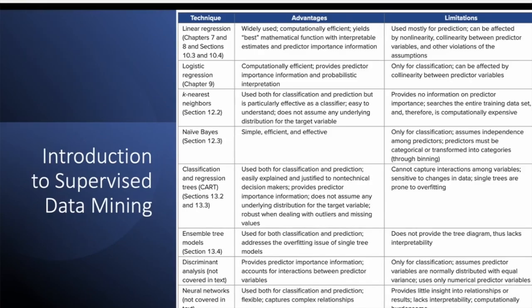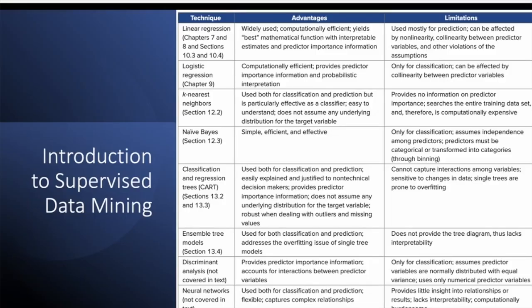The two techniques we are going to cover in this chapter, the first one is the k-nearest neighbors. This can be used for classification and prediction, but it's more effective as a classifier in classification problems. It's easy to understand and doesn't assume any distribution for the target variable. What are the limitations of the KNN? It provides no information on predictor importance and searches the entire training data set. That makes it computationally expensive.